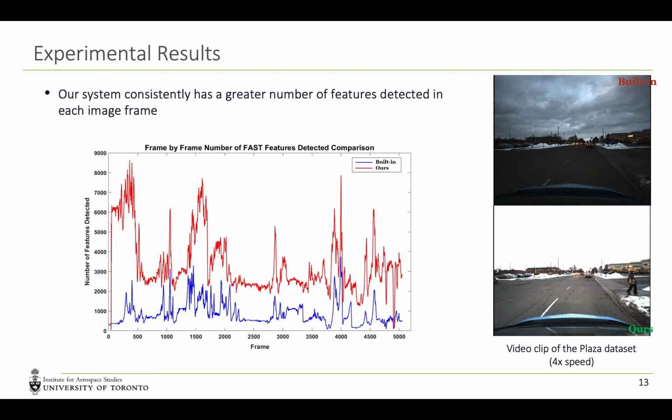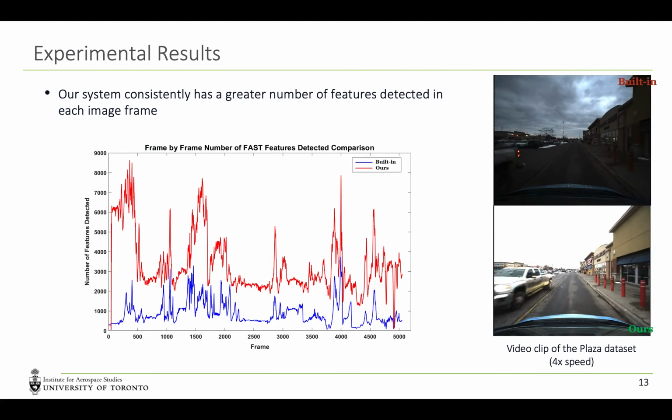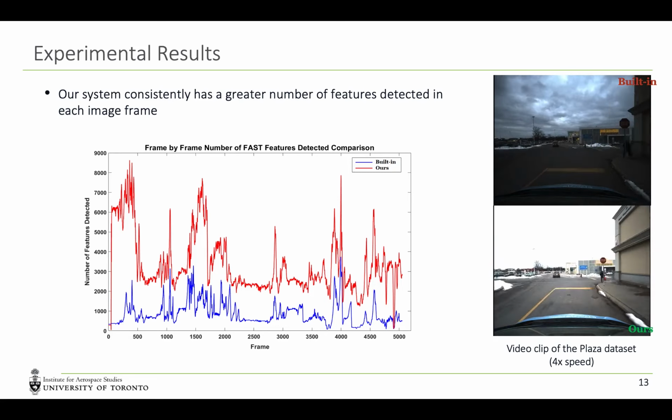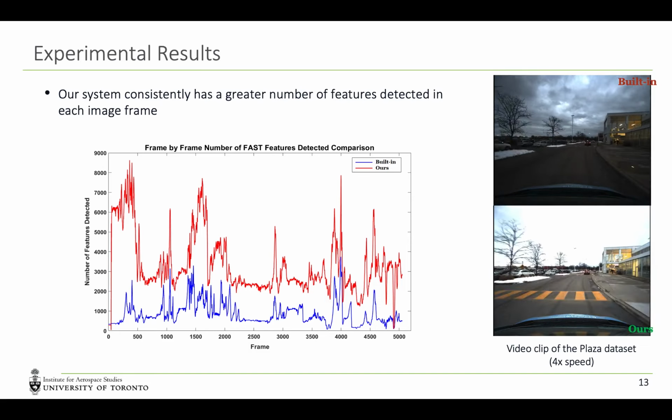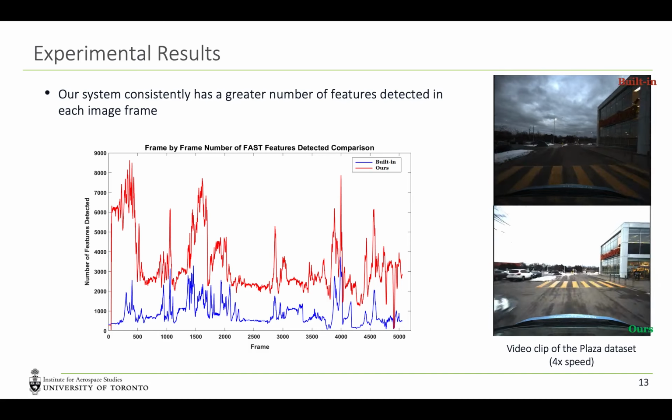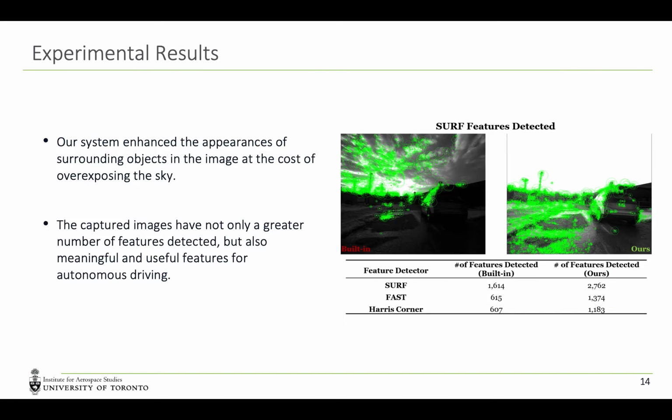Since our node was able to capture more gradient information, this should result in a larger number of features detected by image feature detectors. This is verified by the plot shown in the slide, which shows a frame by frame comparison of FAST feature detections. Besides a greater number of feature detections, our node captures more useful features for robotic applications. It can be seen in the image that the image captured by our node preserves useful features, whereas in the built-in case, the features are concentrated in the sky region.